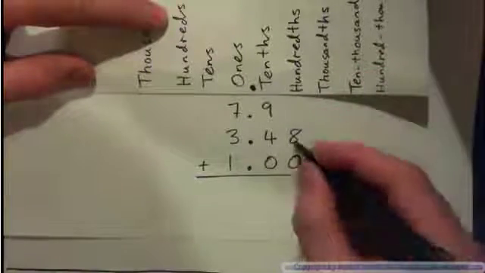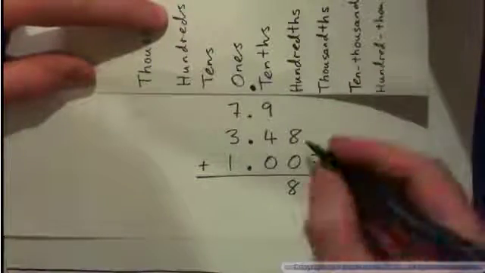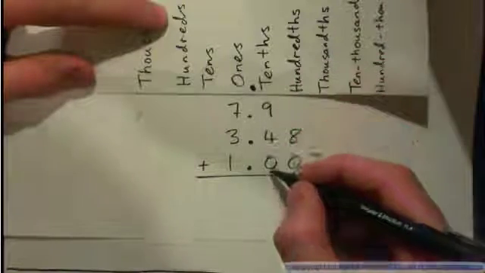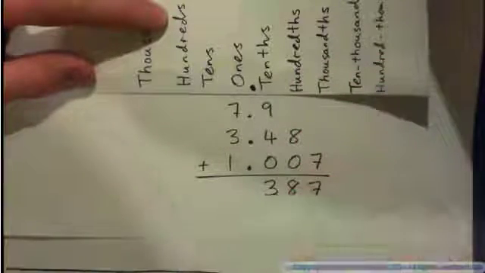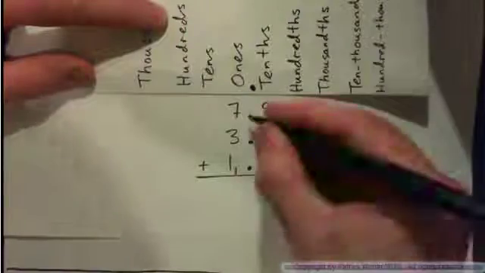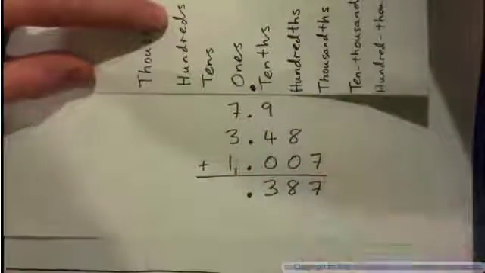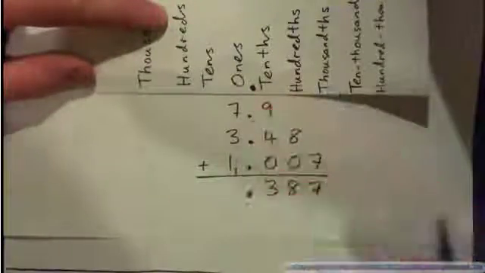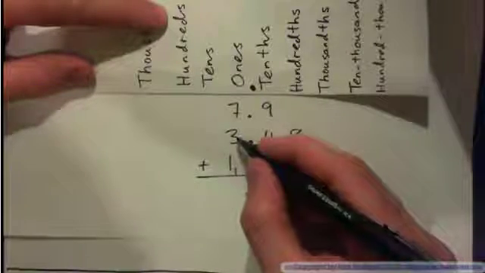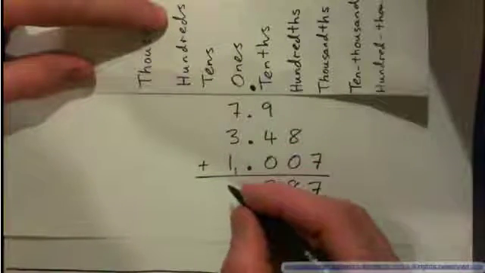All the hundredths is easy too. 8 and 0. That's 8 hundredths, right? Tenths. 9 and 4 is 13, and 0. That's still 13. Carry the 1. Put your decimal point down underneath here. You always write down the decimal point underneath decimal point, right? 1 and 1 is 2, and 3 is 5, and 7 is 12.